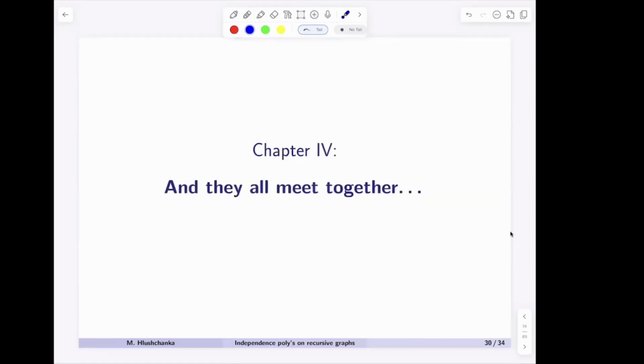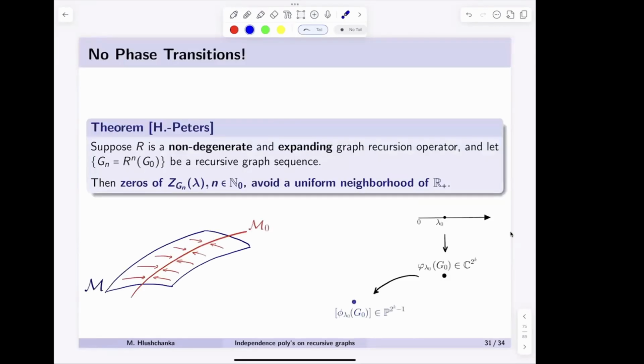Now we can put all of those things together and get data about the absence of zeros. The main theorem is that, under the two restrictions on the graph recursions, non-degeneracy and expansion, the zeros of the independence polynomial avoid a uniform neighborhood of R plus. So this is the theorem.